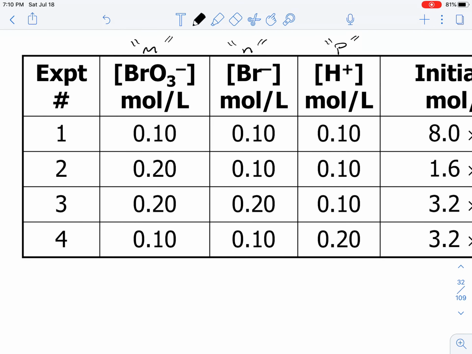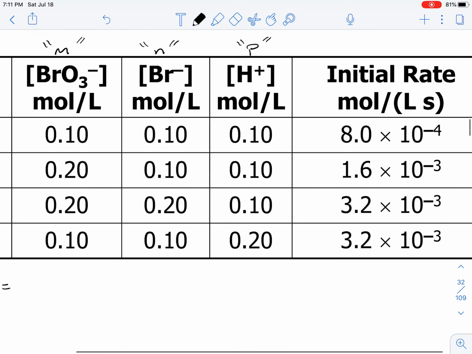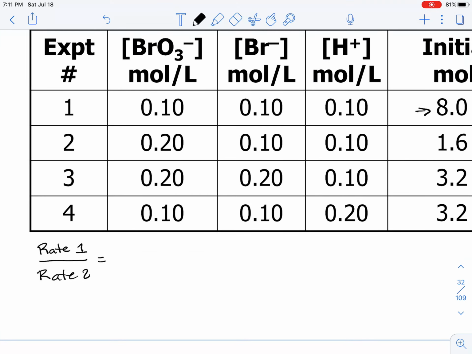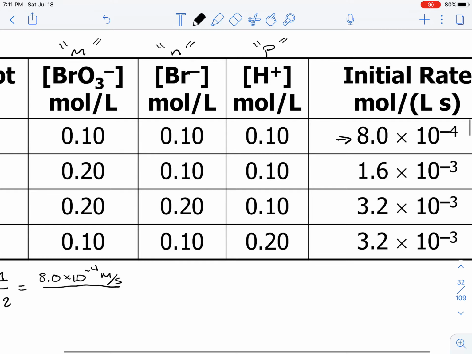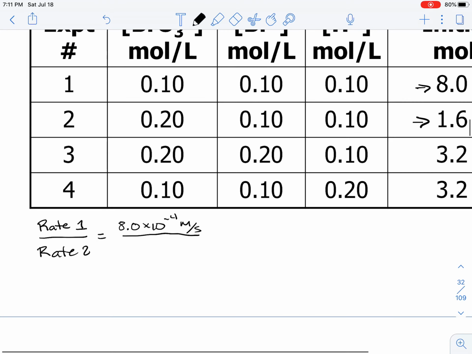What I'm going to do is write a ratio of the rate law between experiment 1 and experiment 2. The rate of the reaction for experiment 1 is 8.0 times 10 to the negative 4 molarity per second. And the initial rate for experiment 2 is 1.6 times 10 to the negative 3 molarity per second.